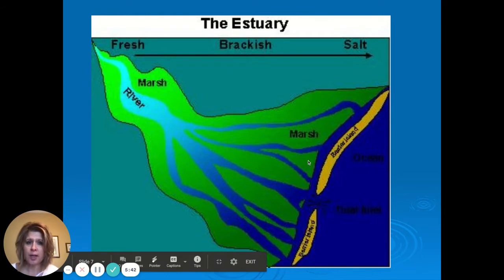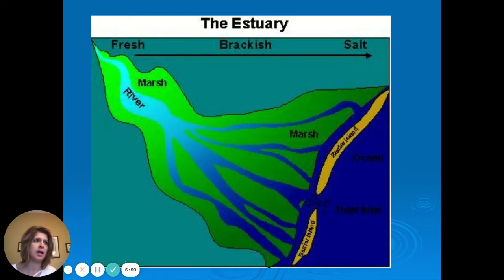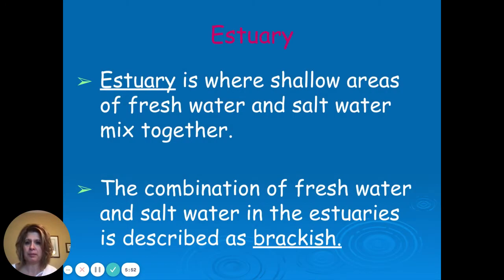This is an estuary where the ocean and the fresh water of the river move together and flow into each other. The combination of the fresh water and salt water is known as brackish water. There is a YouTube video that you can watch, and I will link it to Schoology.